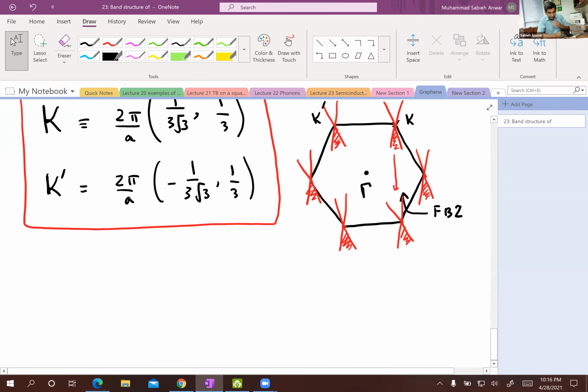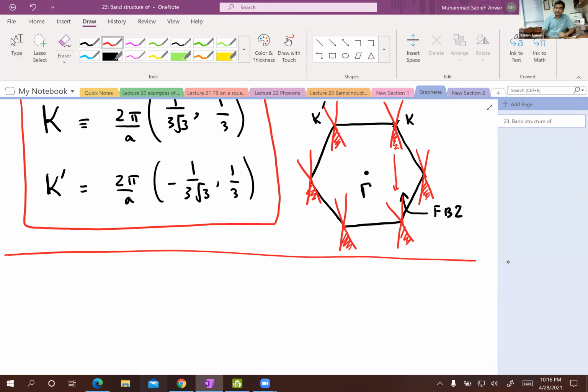So now what we could also do, so the really nice thing is that these bands in the vicinity of these Dirac points, and why are these called the Dirac points? Because I'll show in a minute that this looks like the Dirac equation in 2 dimensions. So these bands near the Dirac points, they have a special relationship with respect to K. They're linear with respect to K.